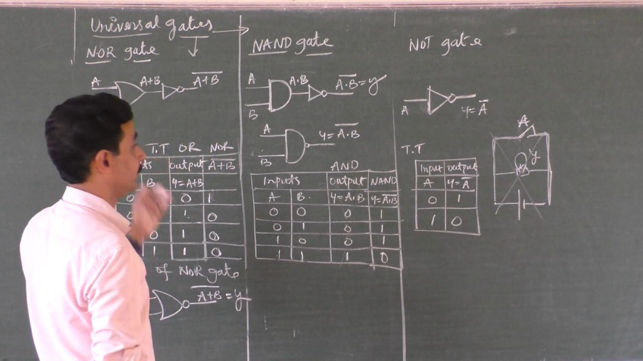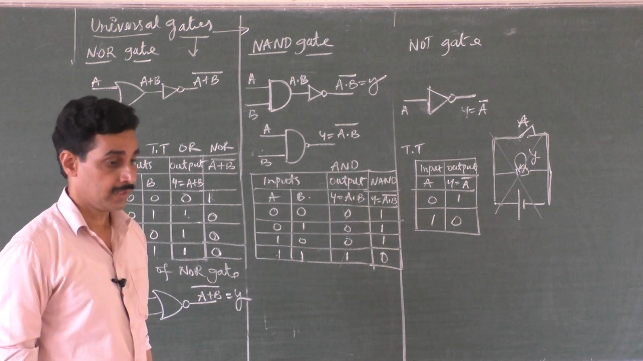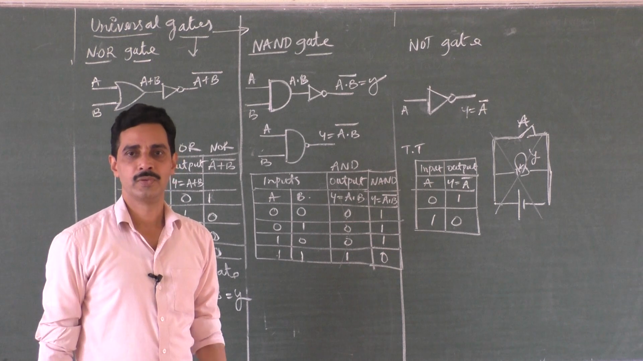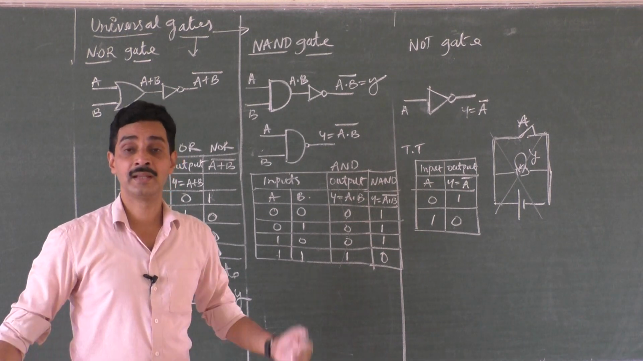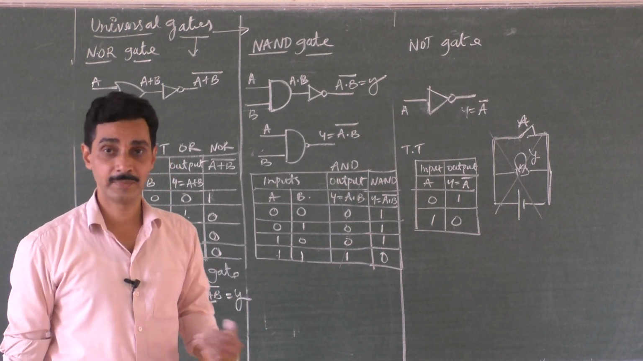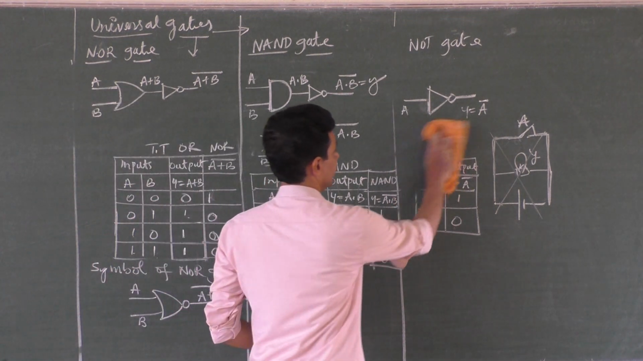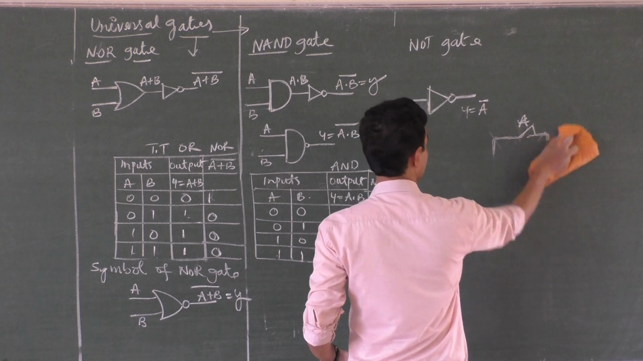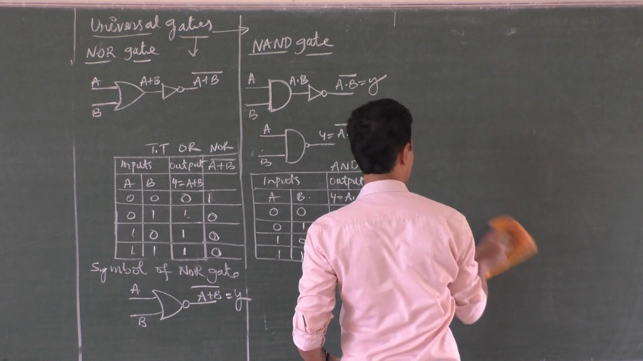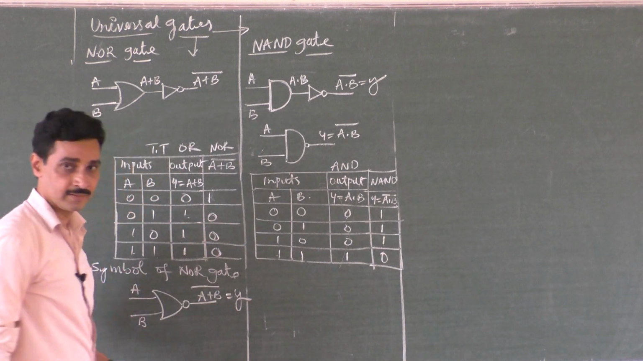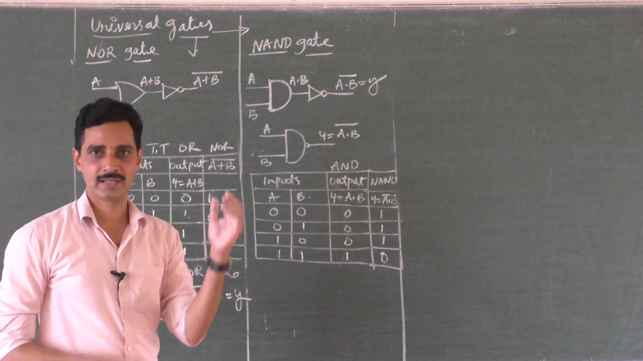Now you call them universal gates, correct? NAND and NOR gates are called universal gates. Prove it. Construct any type of gate using NAND and NOR gates. You have to get all the types of gates using them.